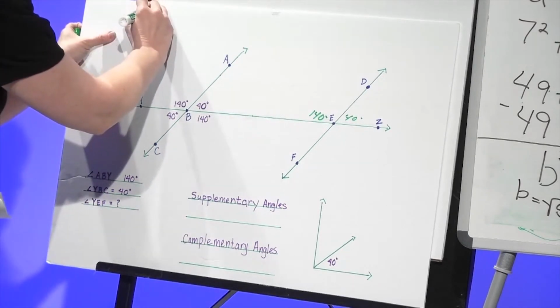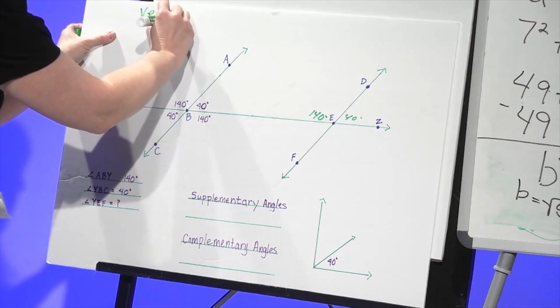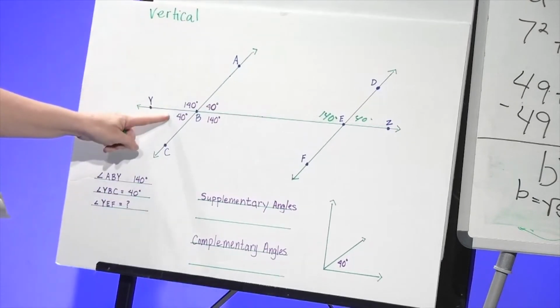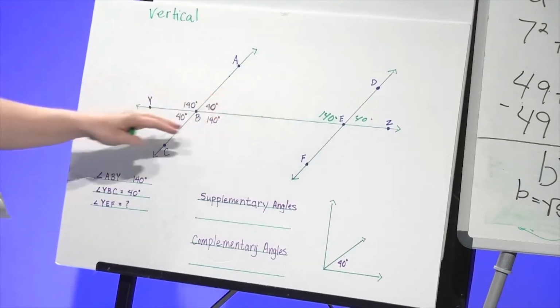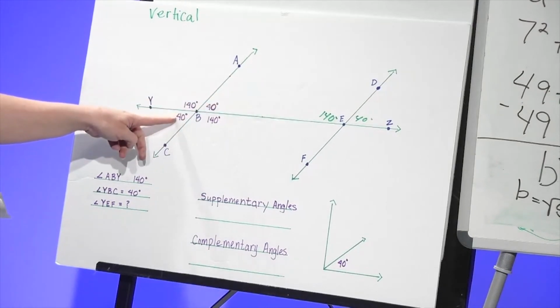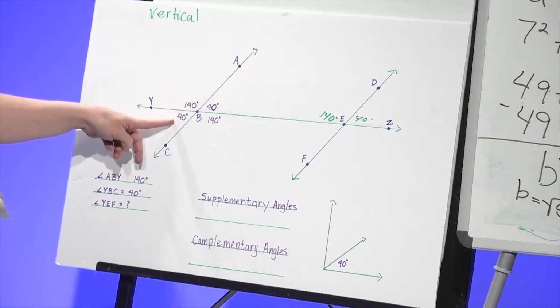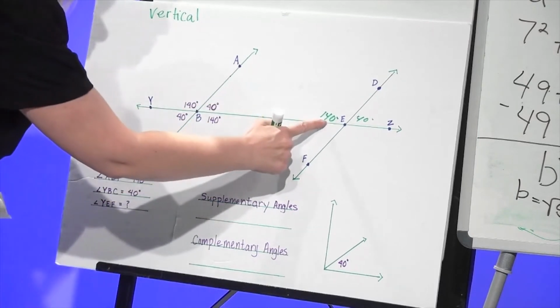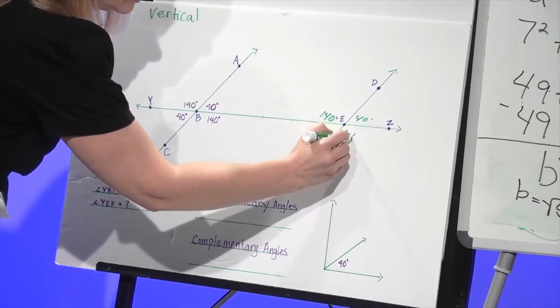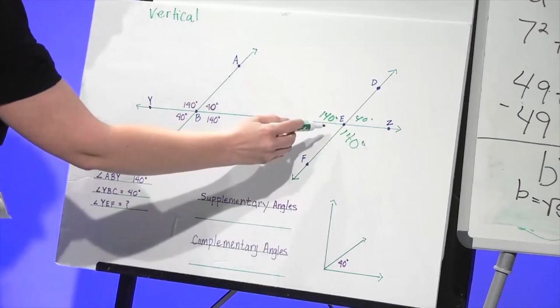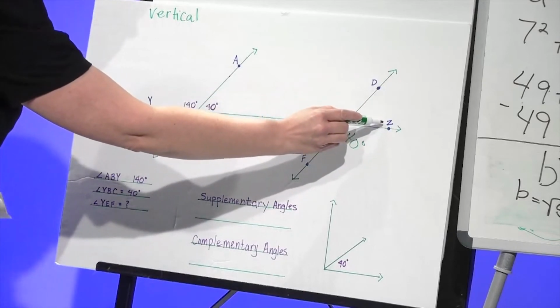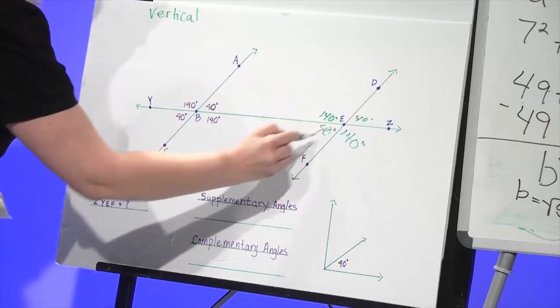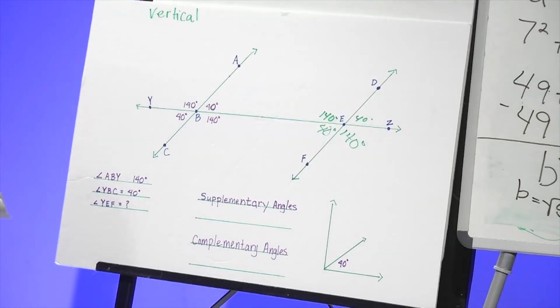Another concept is vertical angles. That just means when you have this same intersecting line, the two angles opposite are equal. So if this angle's 40, this angle will be 40. Because this one's 140, this angle is also 140. Because this one is 40, this angle is 40. There are different ways to look at this, and different ways to answer these questions and to fill in the angles.